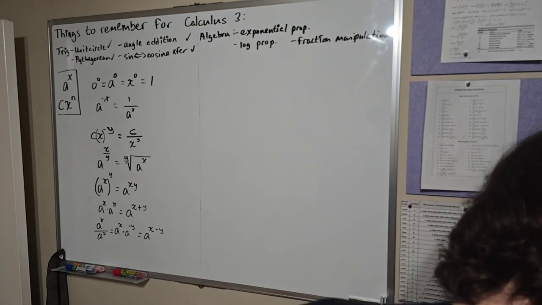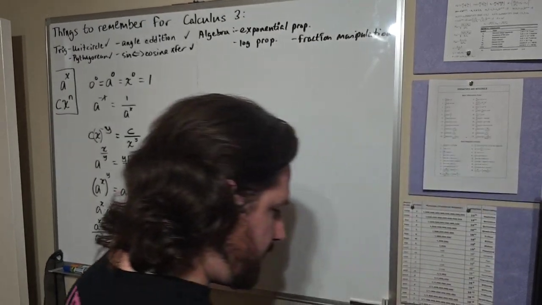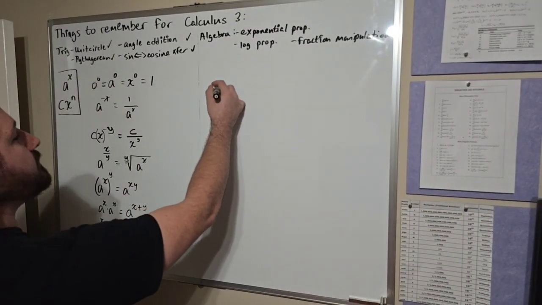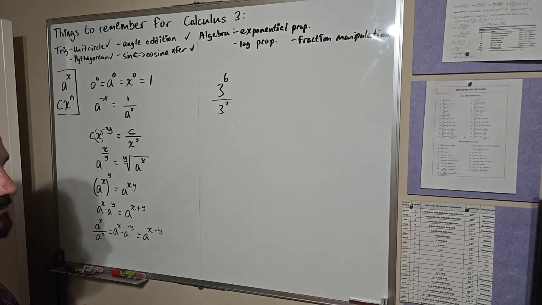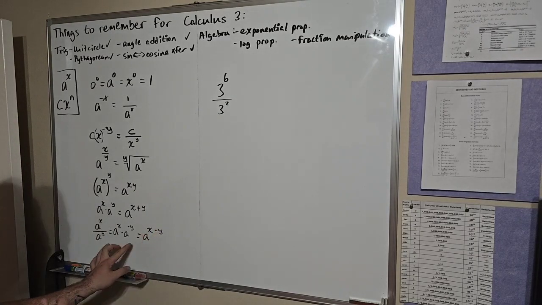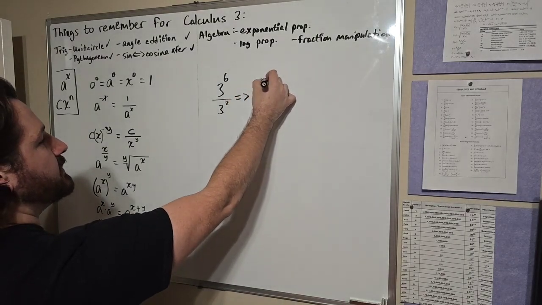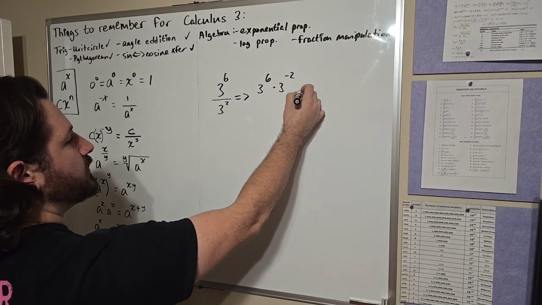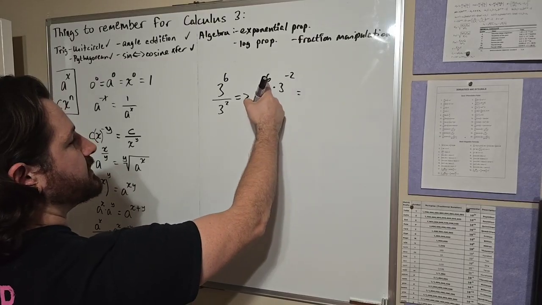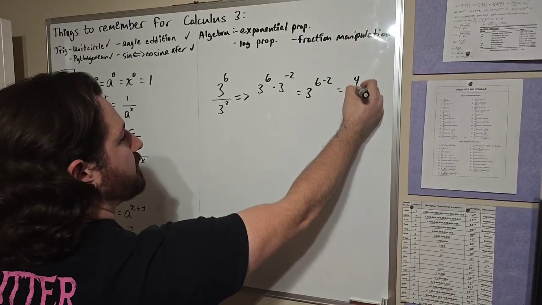So I do have a few examples here. This first one will be pretty straightforward. This is going to be 3 to the 6th power divided by 3 to the 2nd power. Now in this case, we're going to do what we did here. We're going to flip it up and then subtract the powers. So we're going to turn this into 3 to the 6th times 3 to the negative 2, which is then going to become 3 to the 6 minus 2, which is 3 to the 4th.